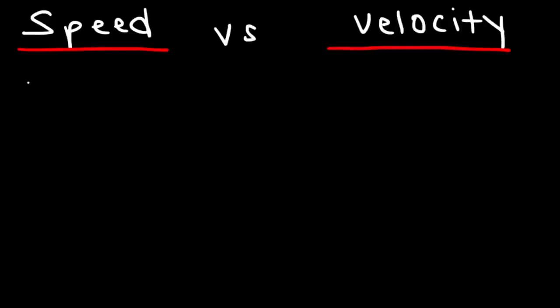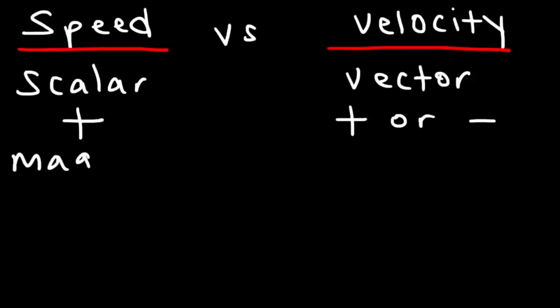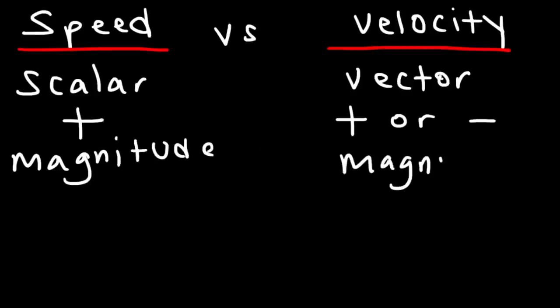Now let's talk about speed and velocity. What is the difference between these two quantities? Because they both describe how fast something is moving, but there's a difference between them. Speed is a scalar quantity and velocity is a vector quantity. Speed is always positive. Velocity can be positive or negative. Recall that a scalar quantity only has magnitude, whereas a vector quantity has magnitude and direction.